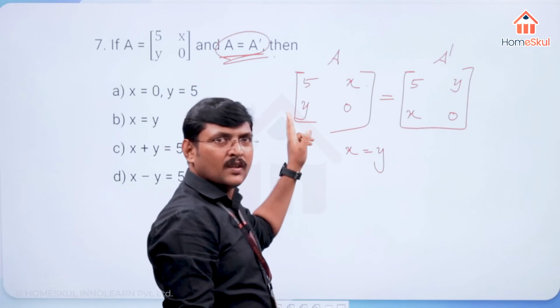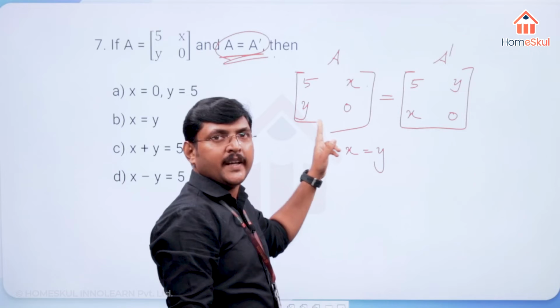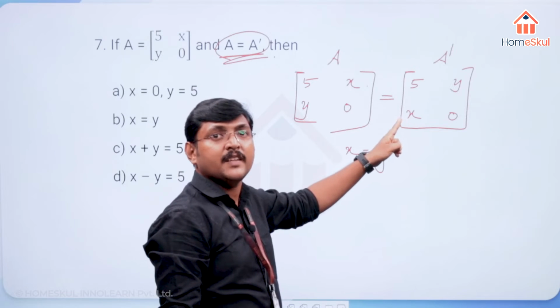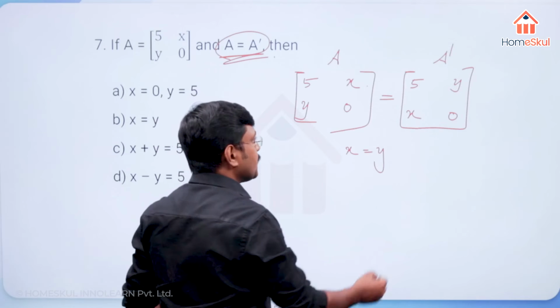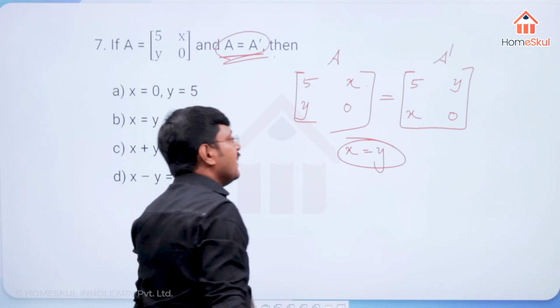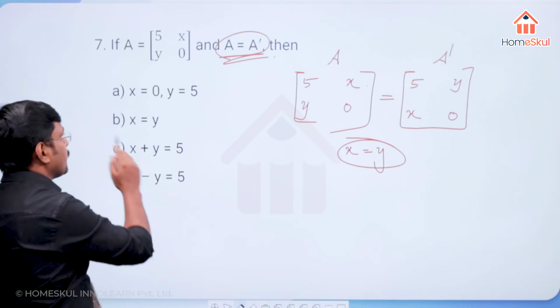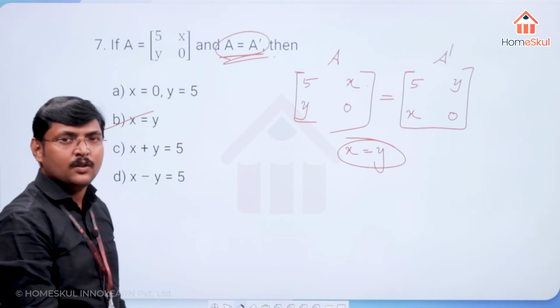In here also, the second row, first column element is y. Here also the second row, first column element is x. So here also we are getting the same frame, y is equal to x. So from this we can conclude that the condition is that x is equal to y. So for this question the answer is B. X is equal to y. Answer.